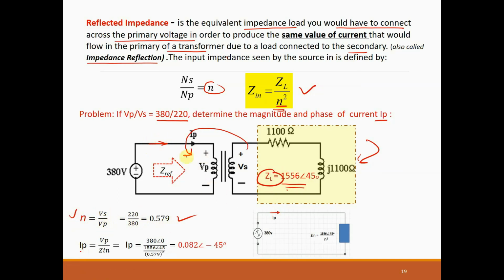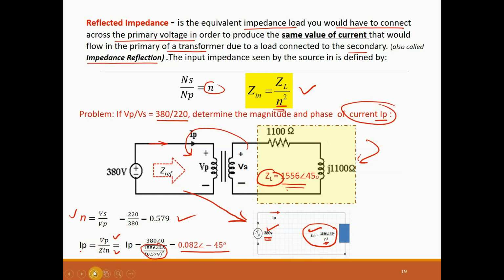Let us go for the equivalent circuit here. This will be 380, the source. This is now our reflected impedance of the secondary, right? So it will be 1556 angle 45 over N squared. So we can calculate IP will be equal to voltage divided by impedance, right? So voltage over impedance is equal to 380 angle 0 divided by this reflected impedance, 1556 angle 45 divided by 0.579 squared, which is equal to 0.082 angle negative 45. That will be the current IP, right?